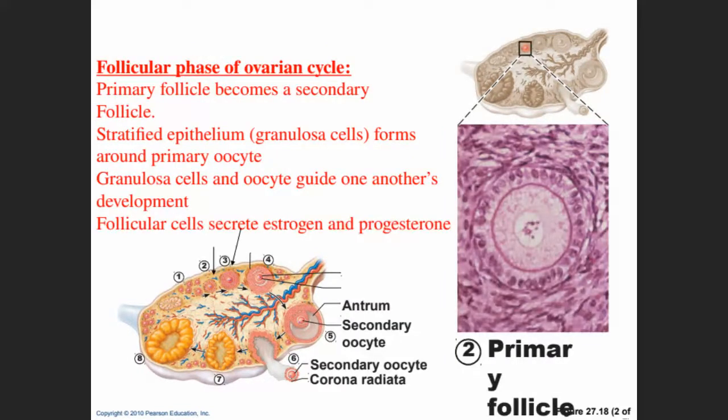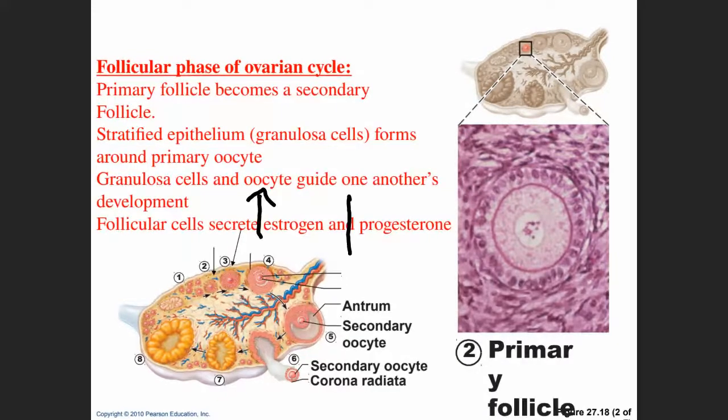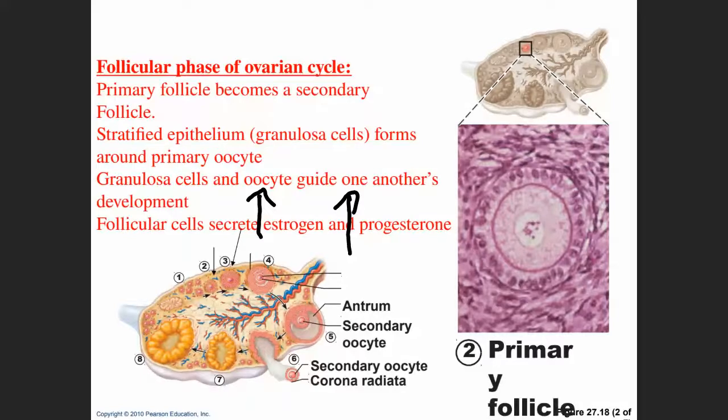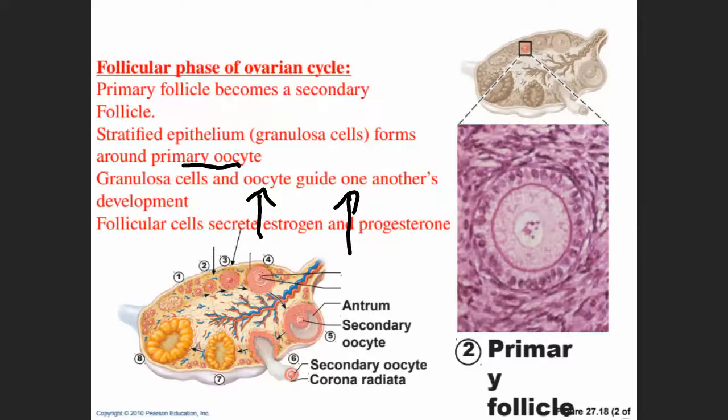Continuing with this first stage of the ovarian cycle, the follicular phase, the primary follicle becomes a secondary follicle as the follicular cells continue to divide and create more cells, which in turn increase the secretion of estrogen and progesterone. The stratified epithelium, the granulosa cells, form around the primary oocyte. So these are the granulosa cells. And they will continue to secrete again estrogen and progesterone, guiding the oocyte through its development.